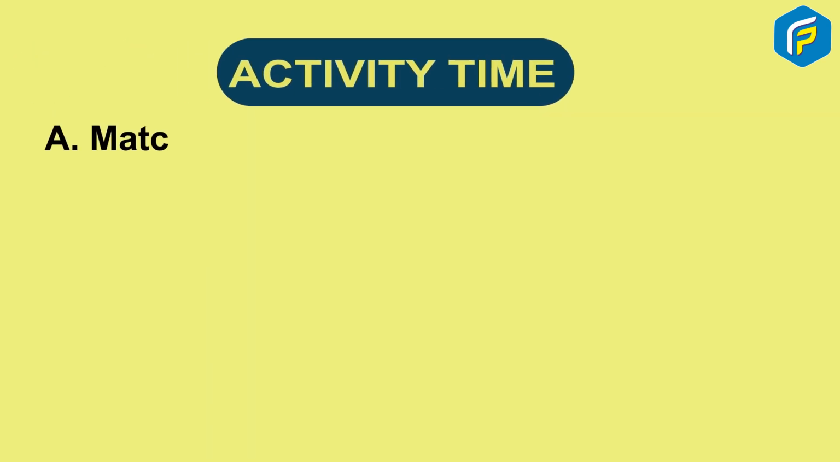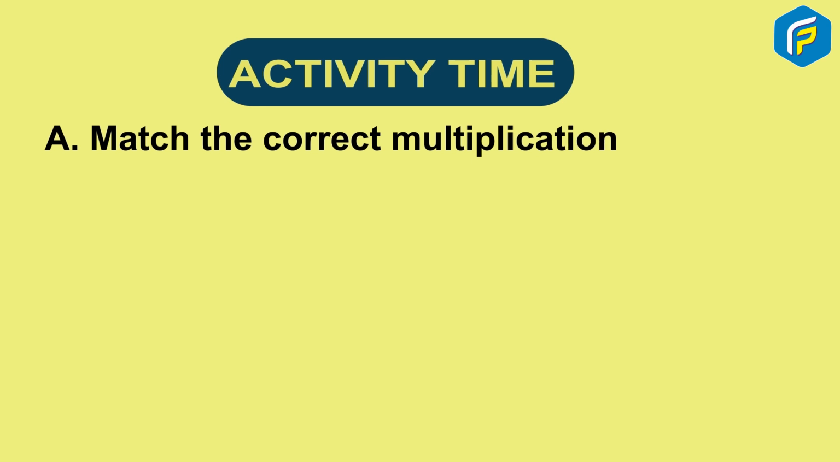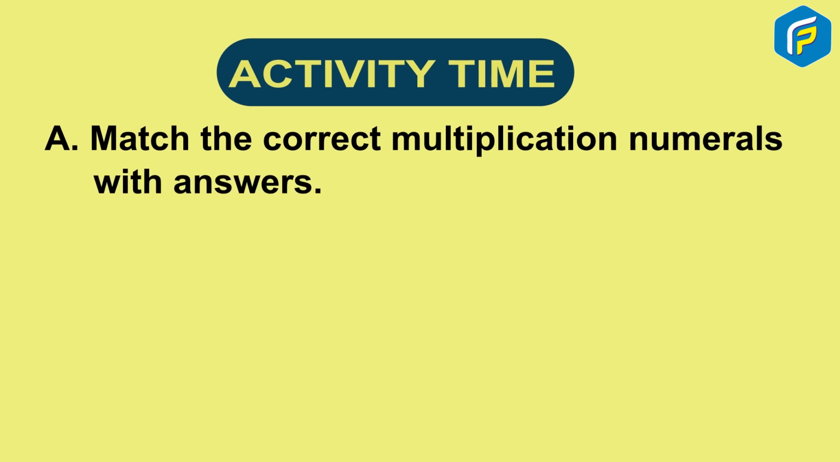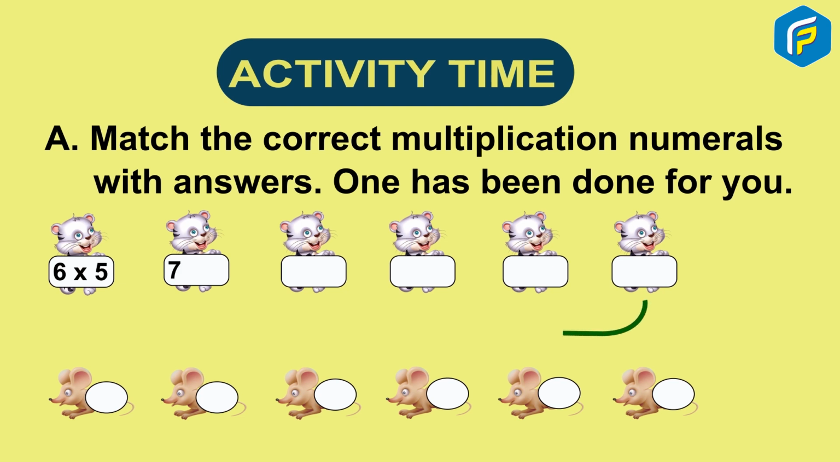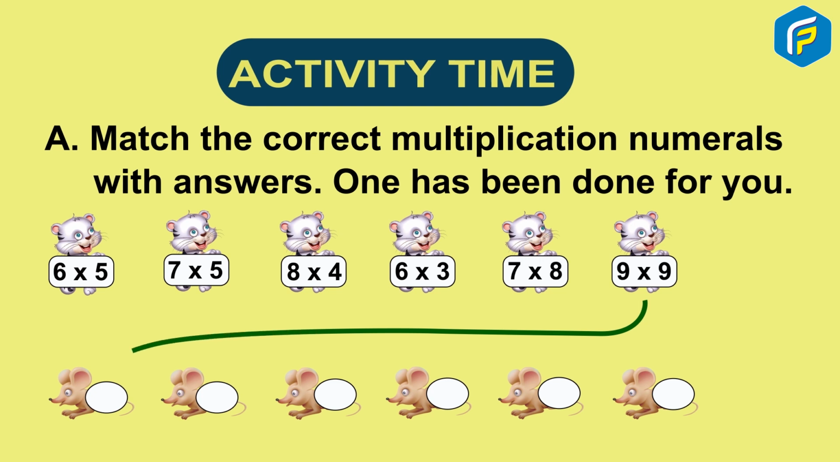Activity time. Match the correct multiplication numerals with answers. One has been done for you. 6 into 5, 7 into 5, 8 into 4, 6 into 5, 7 into 8, 9 into 9. 81, 56, 18, 30, 35, 32.